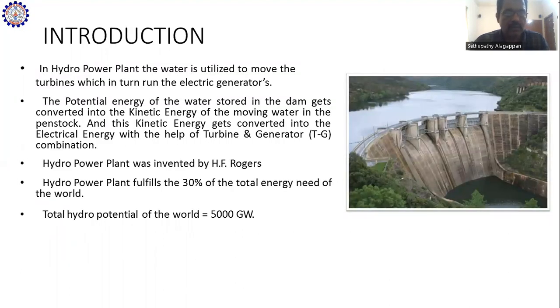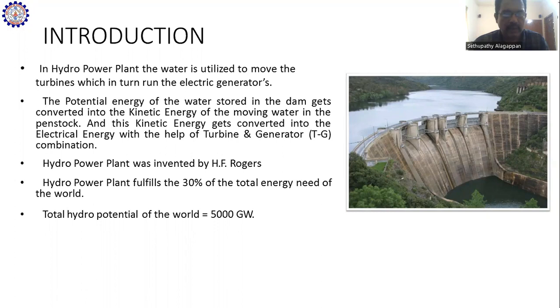So this is the introduction. In hydropower plants, the water is utilized to move the turbines, which in turn run the electric generators. The potential energy of the water stored in the dam gets converted into the kinetic energy of the moving water in the penstock, and this kinetic energy gets converted into electric energy with the help of the turbine and generator combination.